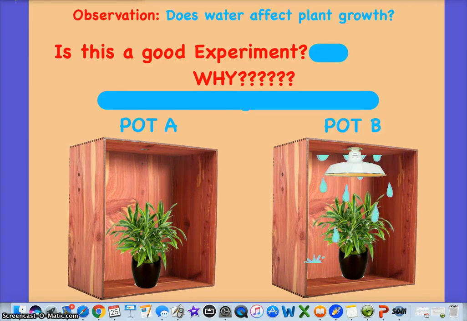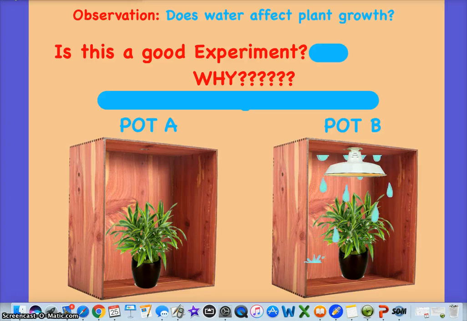The observation is, I saw this plant and I thought, does water affect plant growth? Obviously, we know the answer to that, right? But we're pretending we don't. Does water affect plant growth is my question. But I'm giving you these two scenarios, pot A, or group A, if you want to call it, and group B. And I want to ask you a question right off the bat. Do you think this is a good experiment?